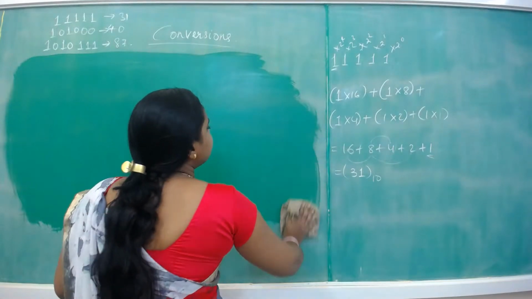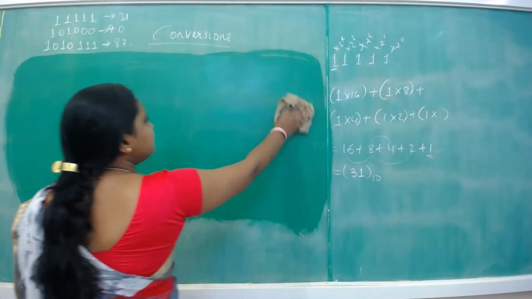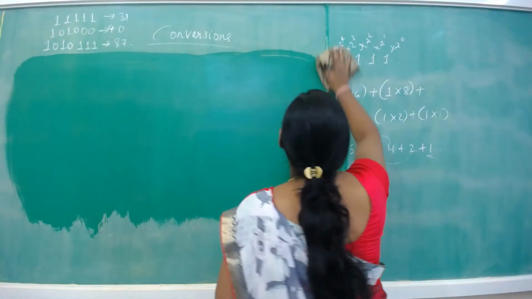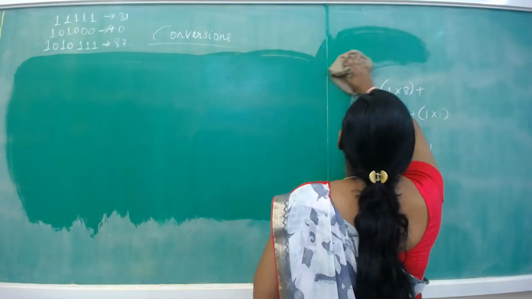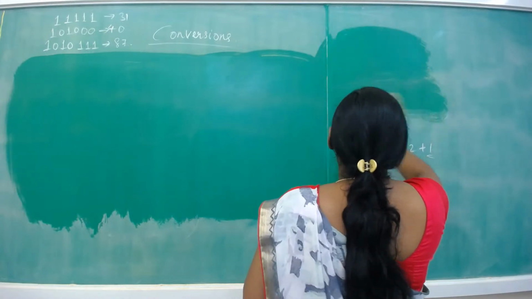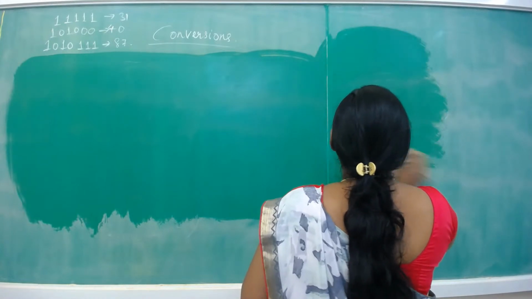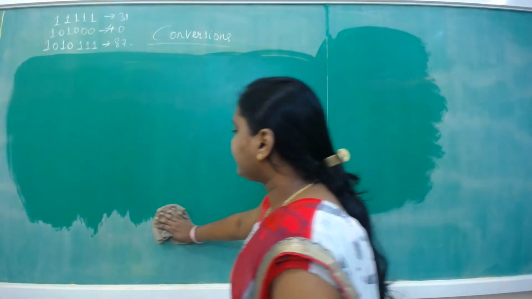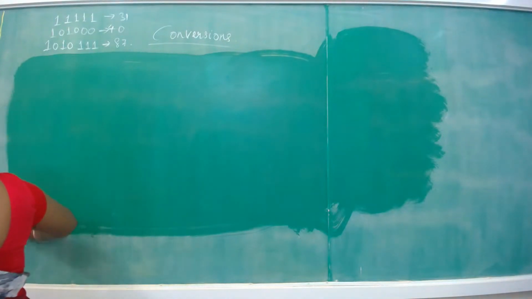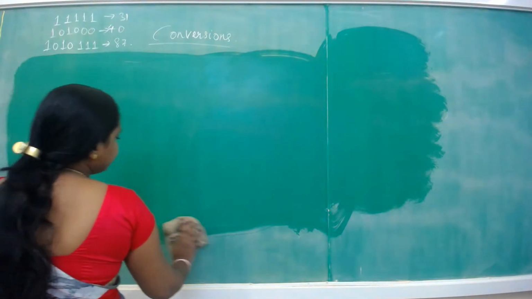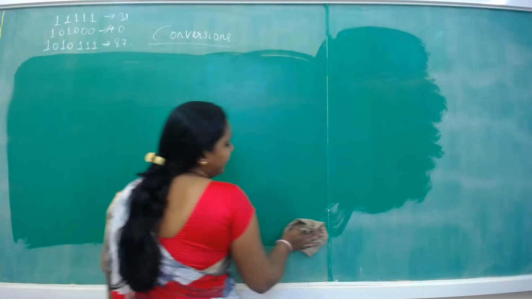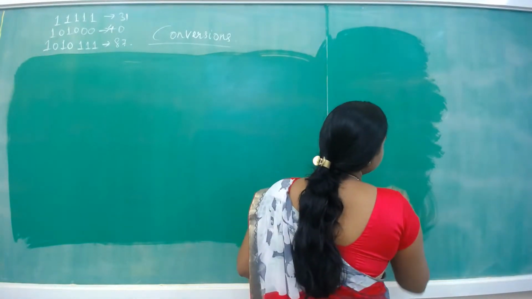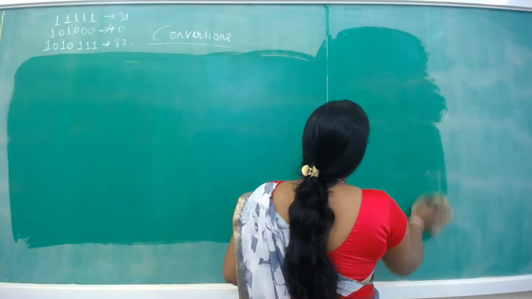So 31 converted into binary gives you 5 ones, and 5 ones converted into decimal gives you back 31. So we have performed both types of conversion on the same value. 5 ones give you 31 and 31 gives you 5 ones. So we have seen both types of conversions here.